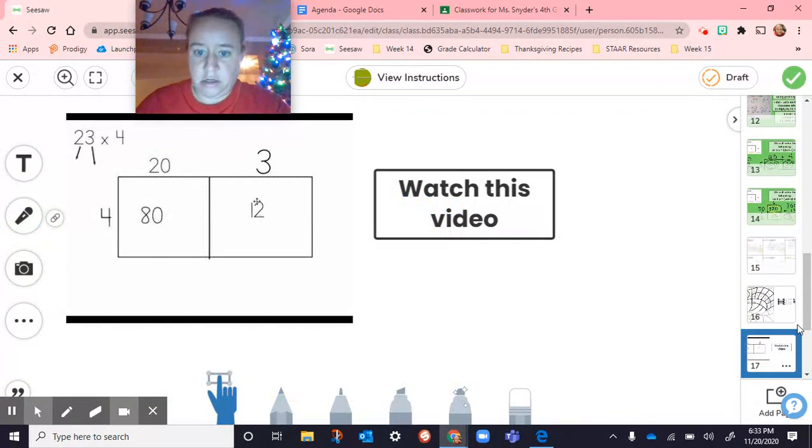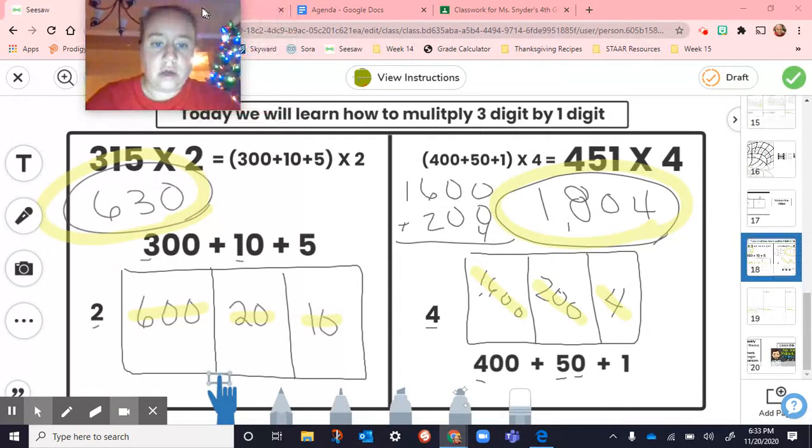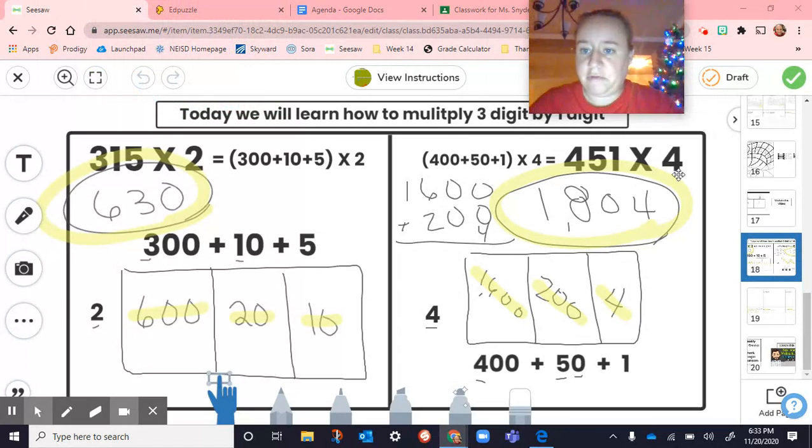So we are on page 18. On page 18 today, let me put me over here. Today we learned how to multiply a 3-digit by a 1-digit.